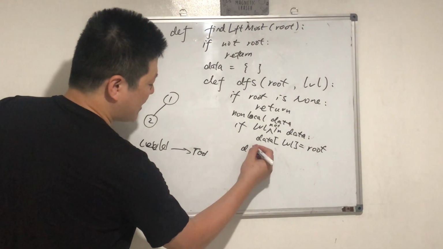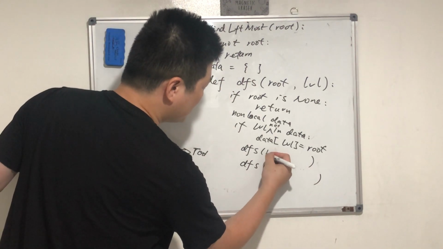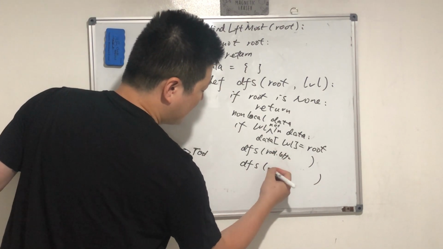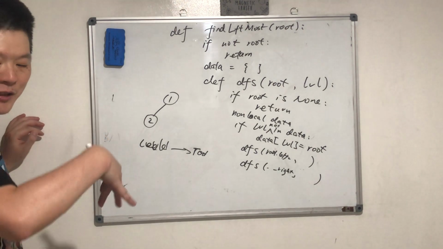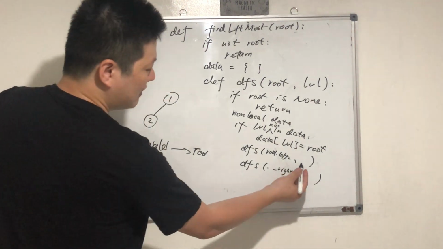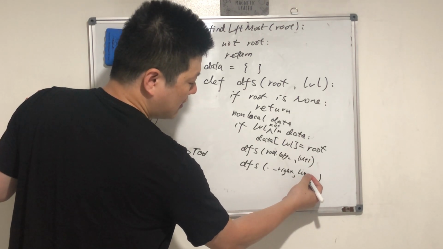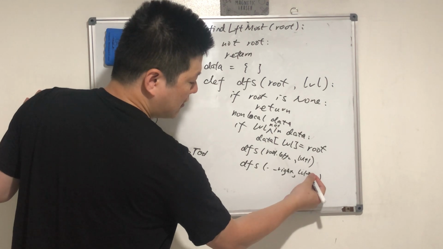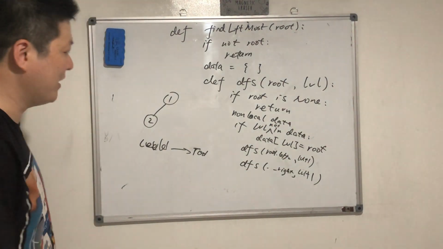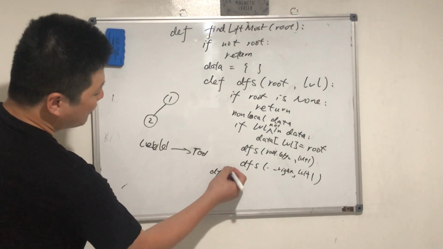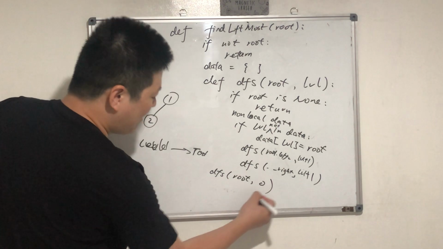Depth of search what? And depth of search what? Left, right. Root or left, and root or right. And then what's the second parameter? When we go down, what happened? Level plus 1. Because we go to the left, level plus 1. We go to the right, level plus 1. Okay, and then here we call this function with root, and at the beginning, what? 0. Yes.